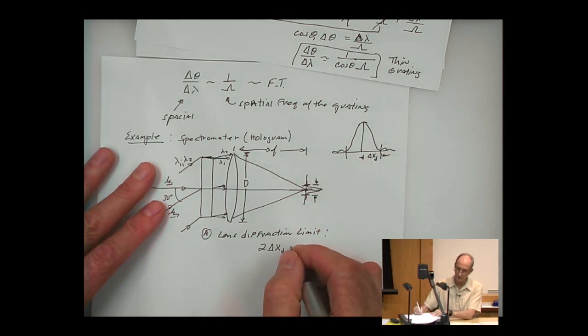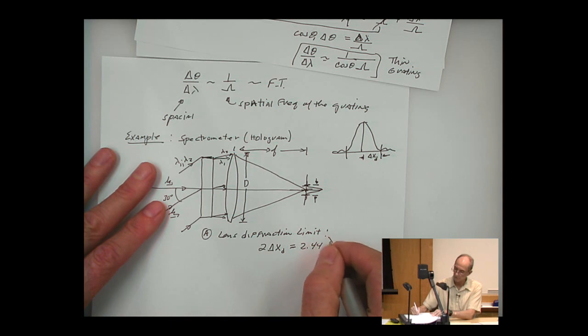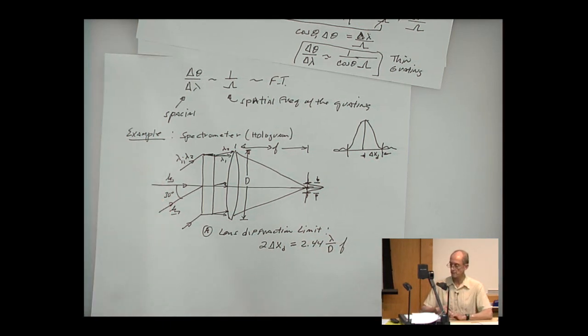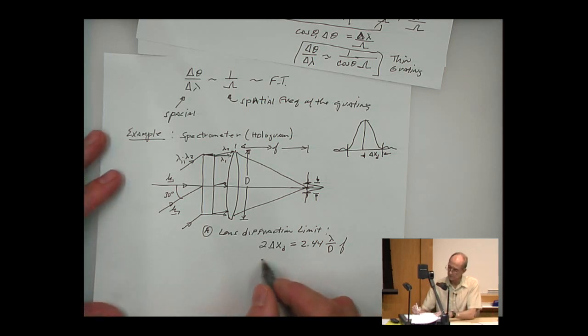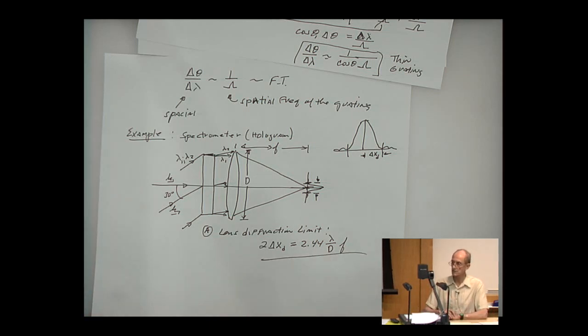2 delta x_d is going to be equal to, from the Bessel function relation, 2.44 lambda over the diameter of the lens times the focal length. So we have the f-number times the wavelength times a factor of 2.44. This just tells us what the size of the spot is as determined by the lens, all right?